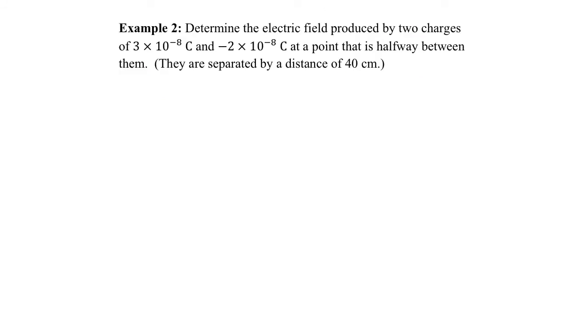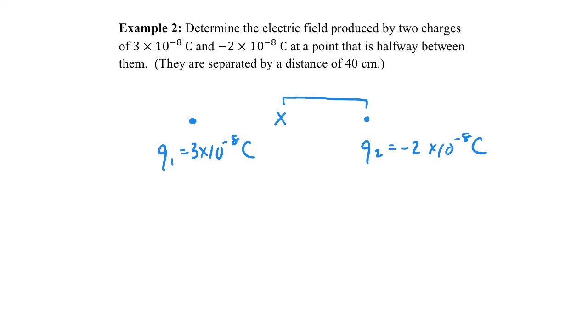The example for today has to do with two sources separated from each other. So let's put two sources with a distance between them. They're separated by 40 centimeters. Here's my sources. Q1 is 3 times 10 to the negative 8 coulombs. Q2 is negative 2 times 10 to the negative 8 coulombs. I want to know what's the electric field at that location X, the halfway point. Since they're separated by 40 centimeters, I know that this is 20 centimeters, and I know that this is 20 centimeters.